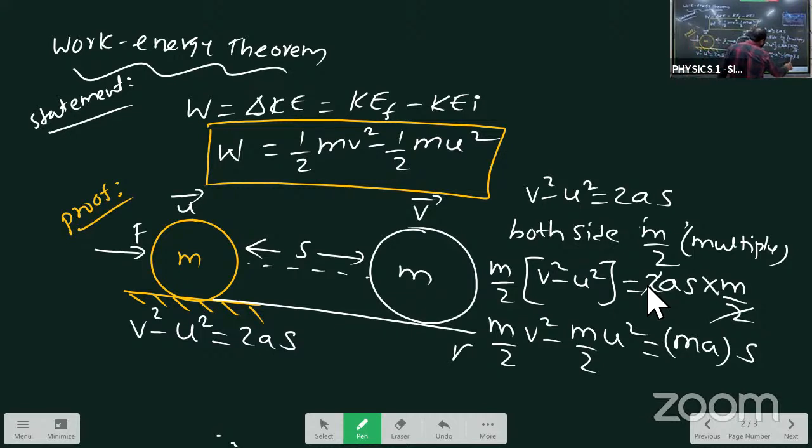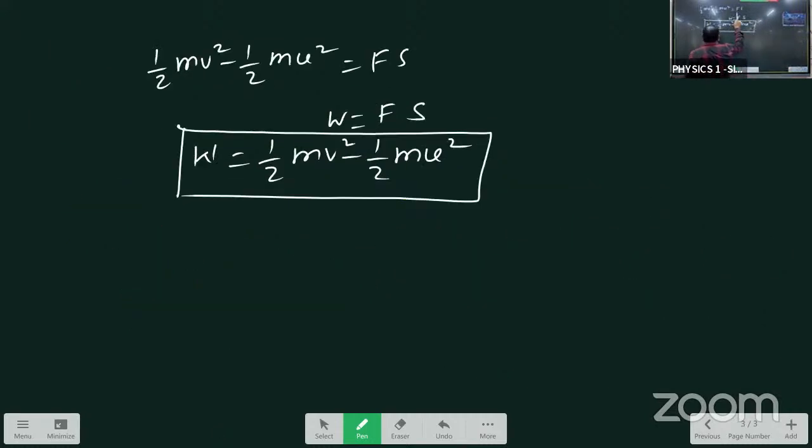So we write F equals ma. Instead of ma, F into s. Work always equals Fs. So overall we get capital W equals half m v square minus half m u square. We write it like this.